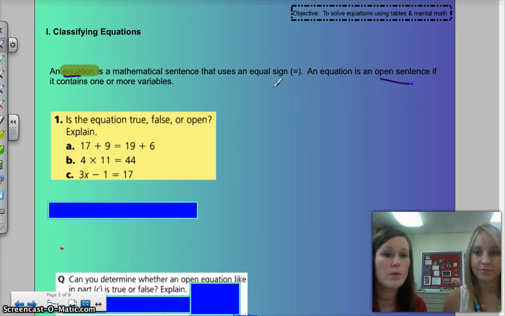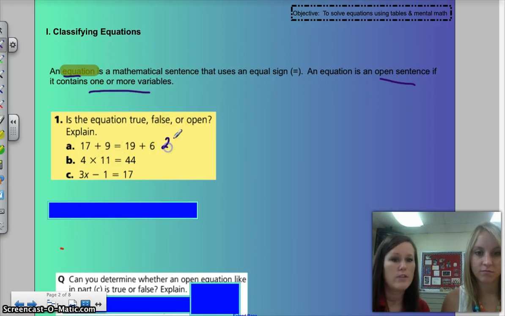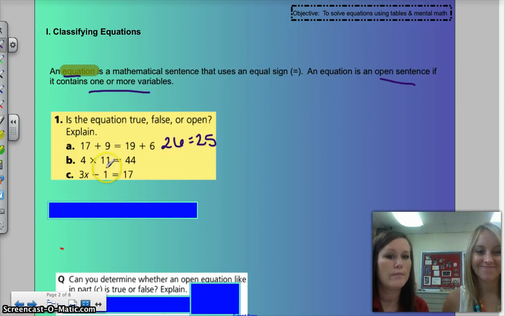So number A, is this true, false, or open? Is 17 plus 9 equal to 19 plus 6? Well, what's 17 plus 9? 26, right? And then equals 25? Wrong, so false. So you would say that does not equal, and then false. And then when you explain, guys, this is explaining it right there.